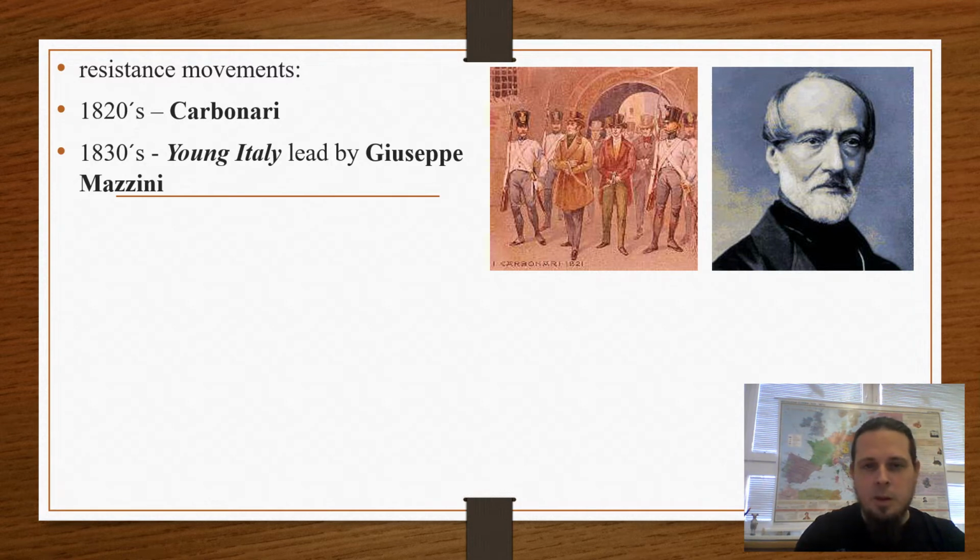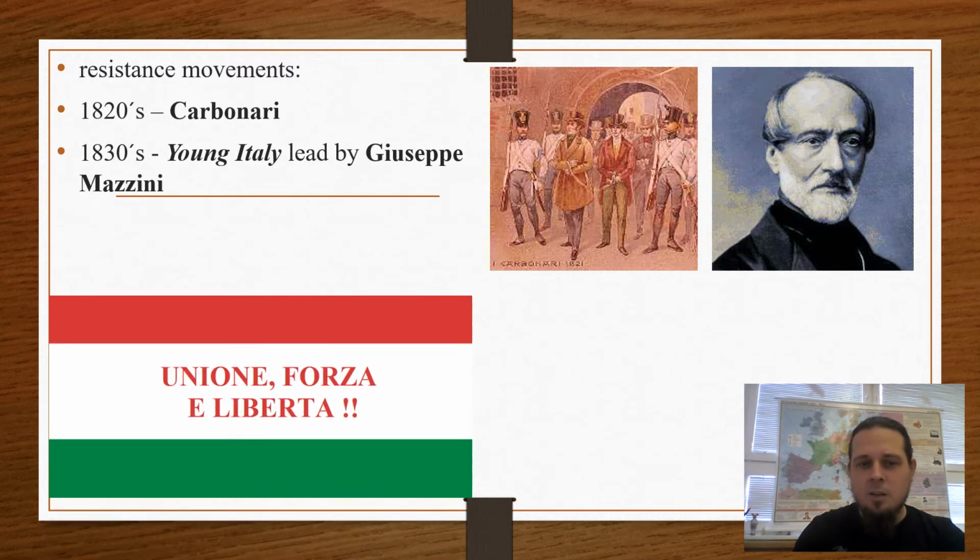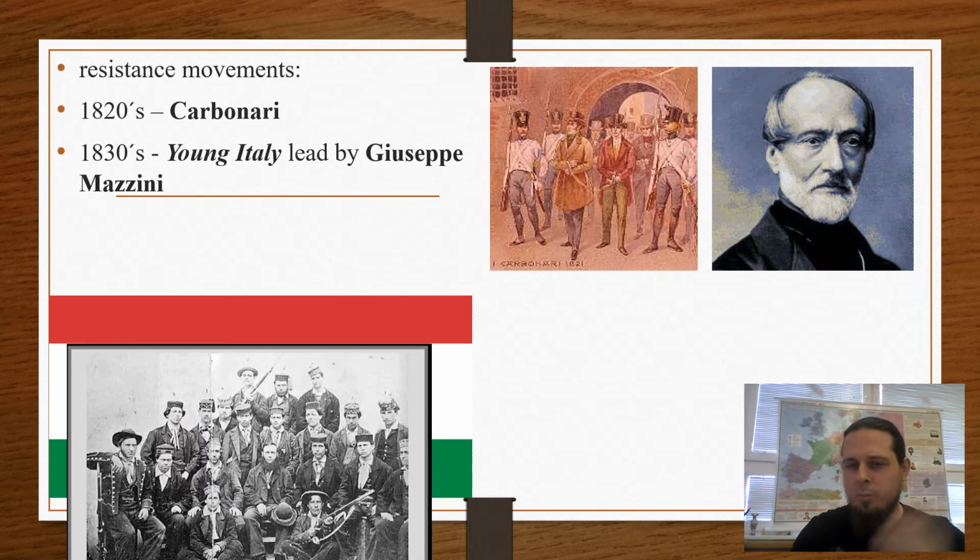Giuseppe Mazzini, despite having very conservative ideas compared to our times, was still one of the founders of this Unione, Forza e Libertà: union, force and liberty. So you see that Italians realized that it would not be as easy as in France, with one revolution of barricades where you just scare the king, he runs away and they proclaim a republic.